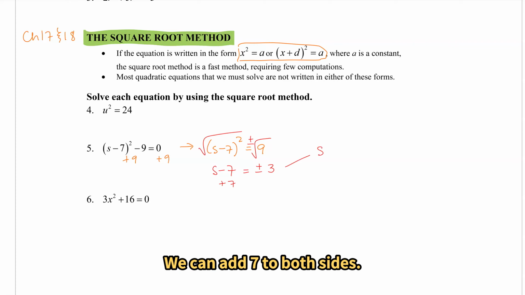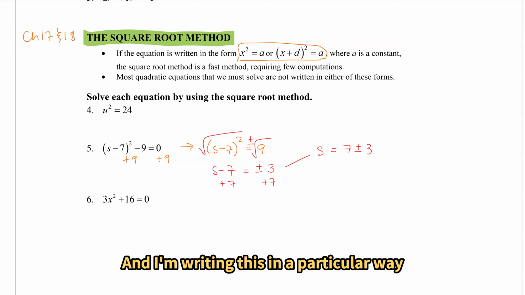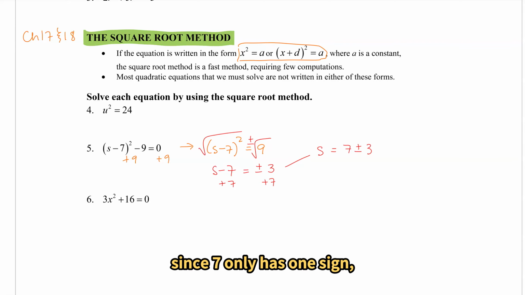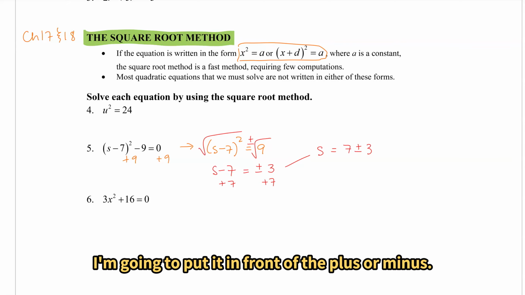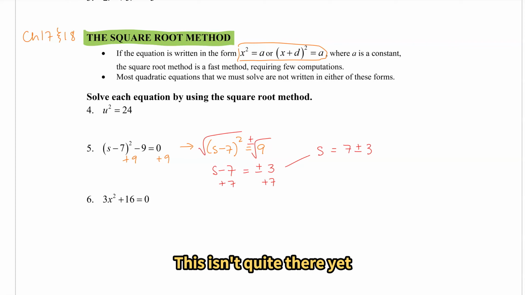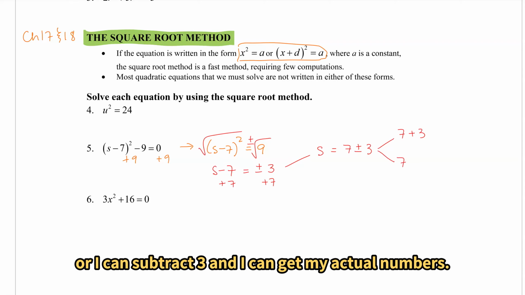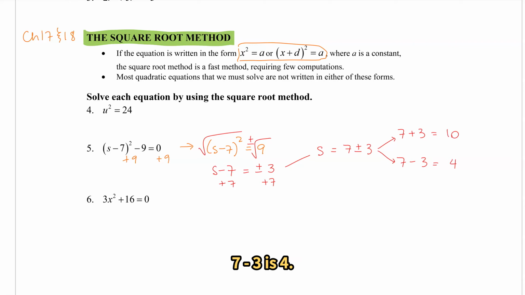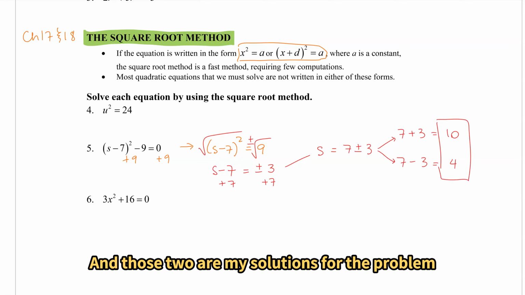We can add 7 to both sides. And I'm writing this in a particular way. Since 7 only has one sign, I'm going to put it in front of the plus or minus. So we have s equals 7 plus or minus 3. This isn't quite there yet because I can add 3 or I can subtract 3 and get my actual numbers. 7 plus 3 is 10, 7 minus 3 is 4, and those two are my solutions for the problem in number 5.